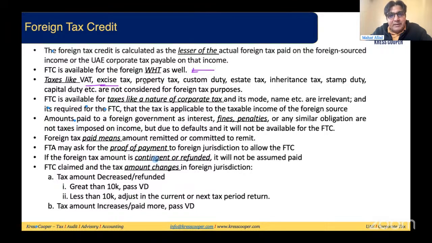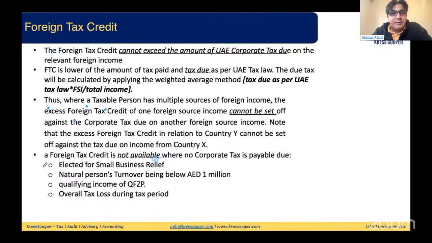Proof of payment, they can ask. Paid means committed, remitted to pay. Contingent will not be considered. This foreign tax can change as well. If the foreign tax is decreased or refunded, then if the amount is greater than 10,000, pass VD; if less than 10,000, adjust in the current period return or coming period return. Where the tax amount increases or is paid more, pass VD. This is basic, already discussed about the foreign tax credit.